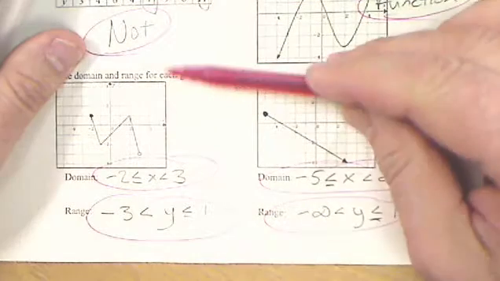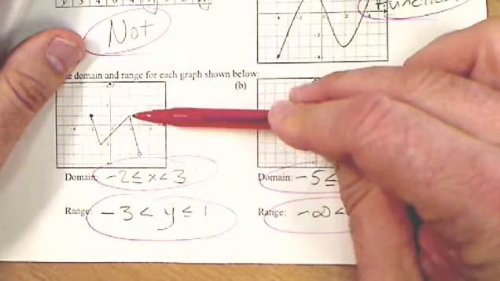Range is my possible y values. My lowest y value is -3. My highest y value is 1.